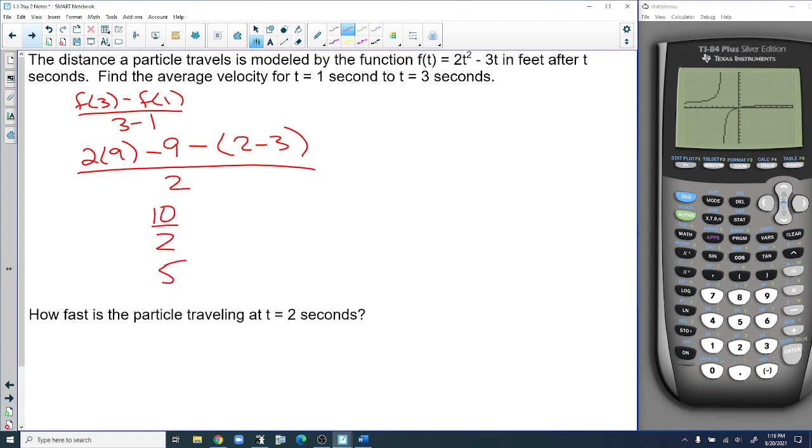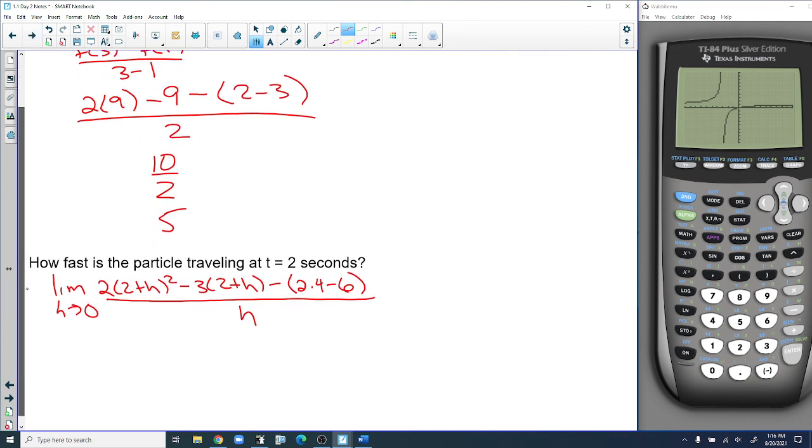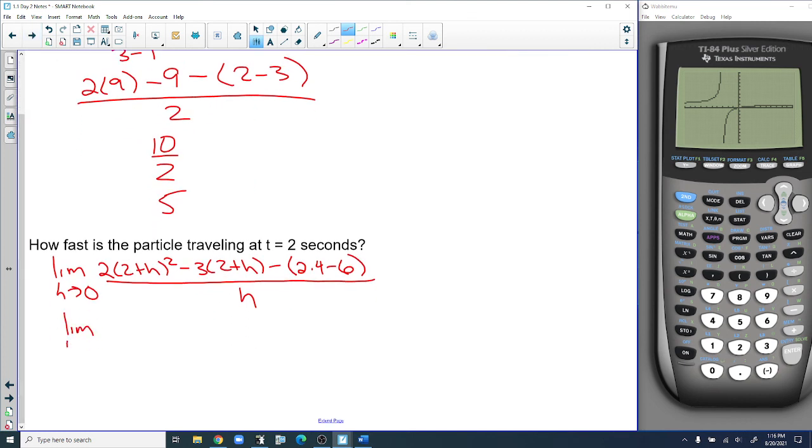How fast is a particle traveling at t equals 2 seconds? Limit, as h approaches 0, of 2 times 2 plus h squared minus 3 times 2 plus h minus 2 times 4 minus 6 all over h. So we have the limit as h approaches 0 of 2 times 4 plus 4h plus h squared minus 6 minus 3h minus 2 all over h.